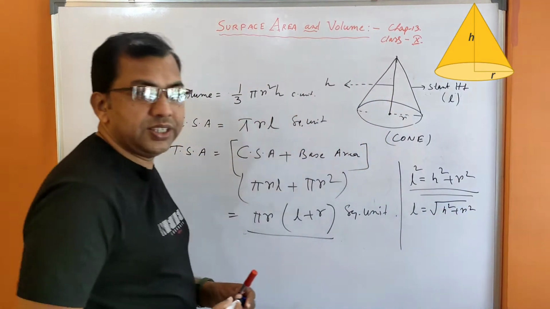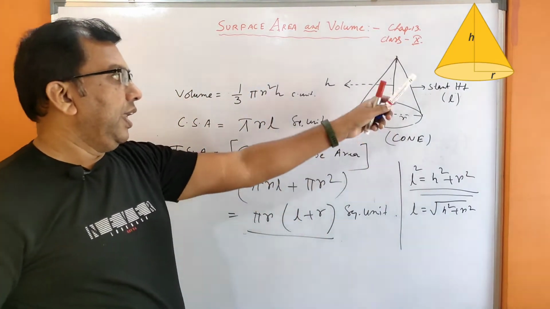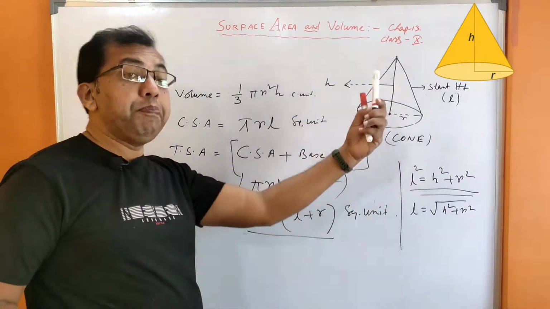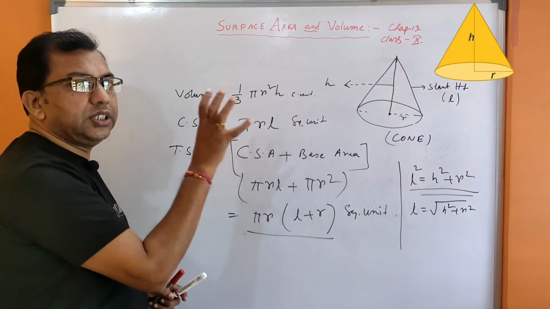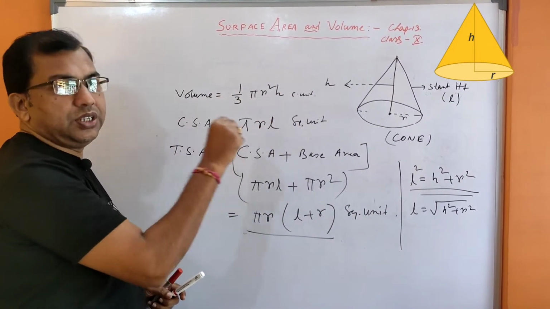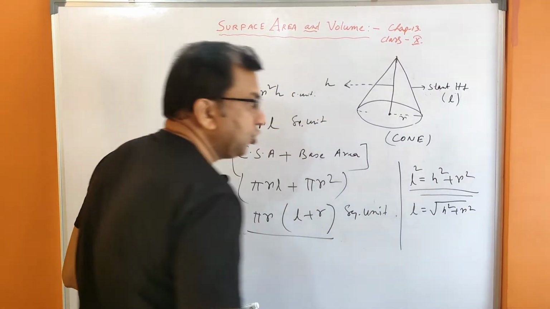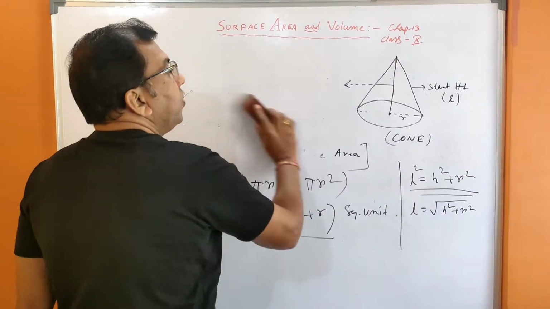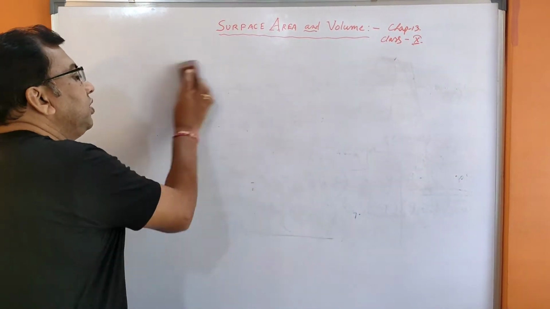This is the formula. Any two are given and any one you have to find out by applying Pythagoras theorem. Just the concept is clear. You have to take the concept. Concept is clear, numerical problems also clear. Now about the hemisphere, hollow hemisphere, all these things.